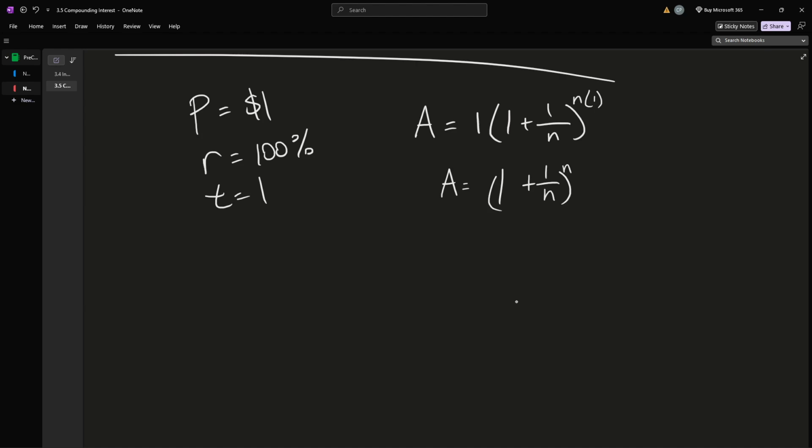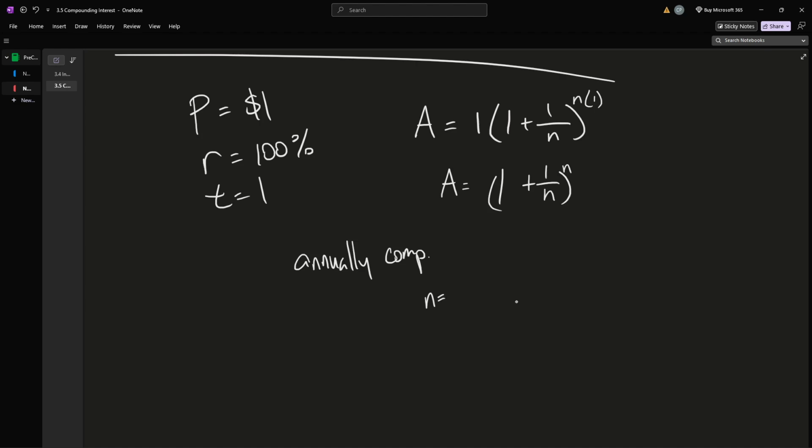Why are we doing this? Because we want to see, as we increase n, what does this rate become? How much are we doing with this rate? So I want to get n to be as big as possible. So let's say annual. Annually compounded.